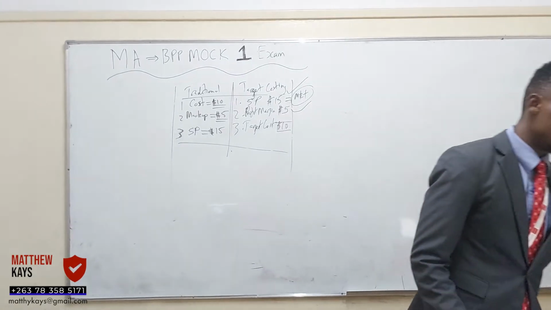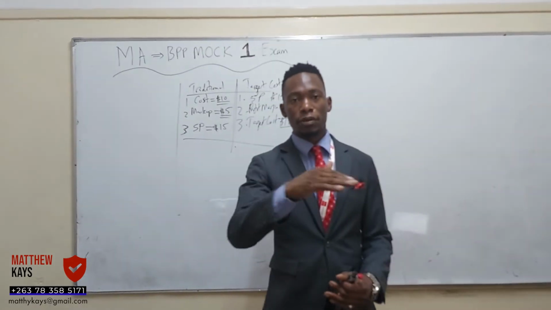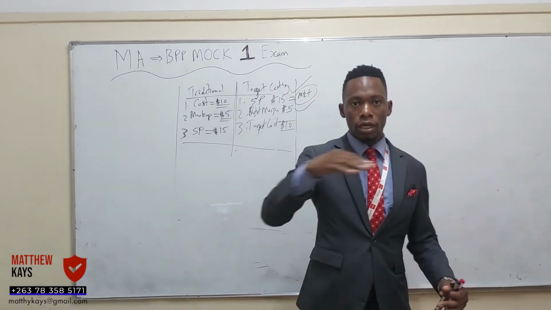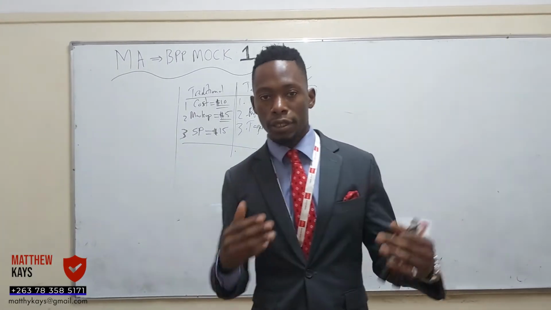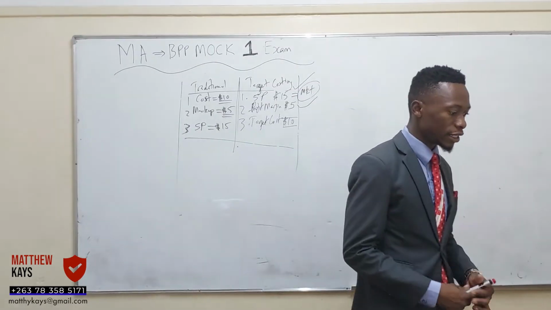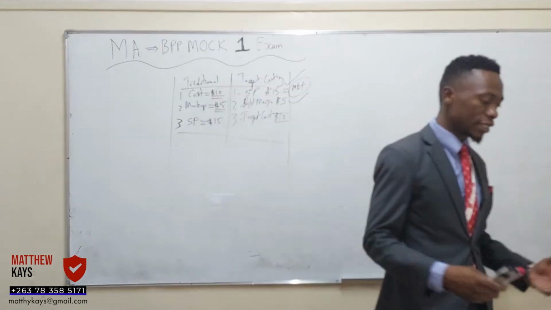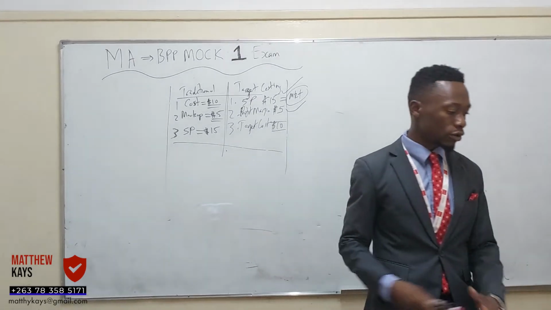Which of the following best describes target costing? The first statement, let it be A, the second one, let it be B, the third one, let it be C, the last one, let it be D. On A, they are saying setting a cost by subtracting a desired profit margin from a competitive selling price. So A is the correct answer.